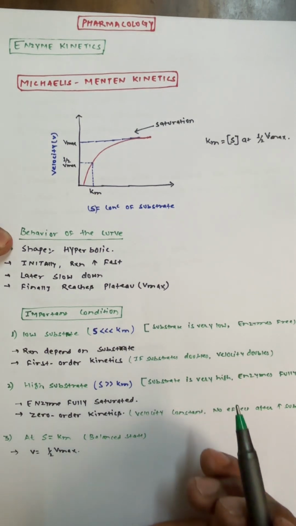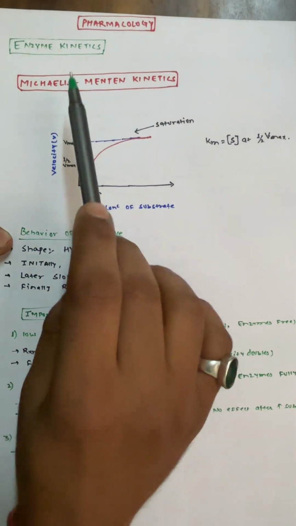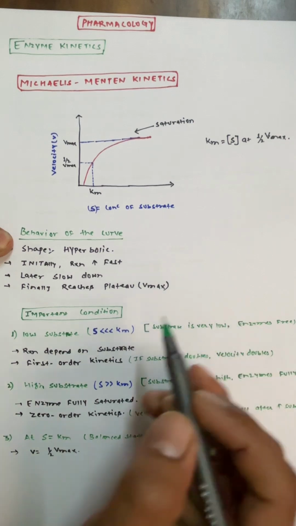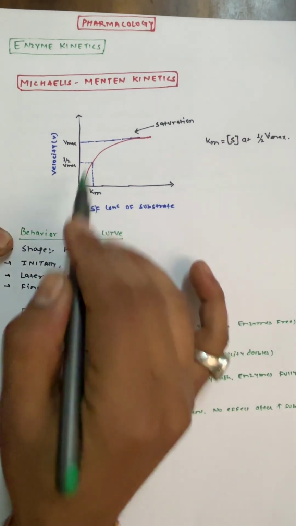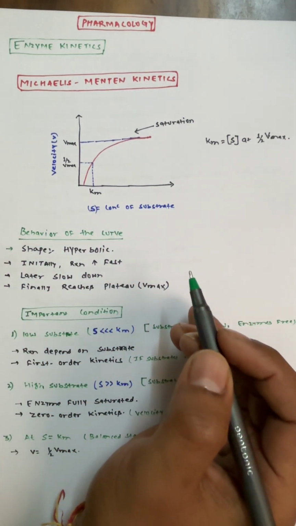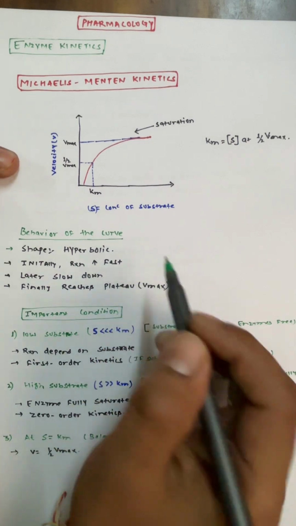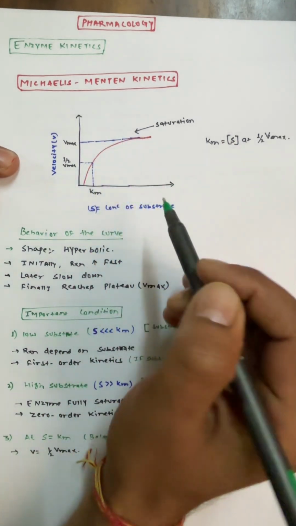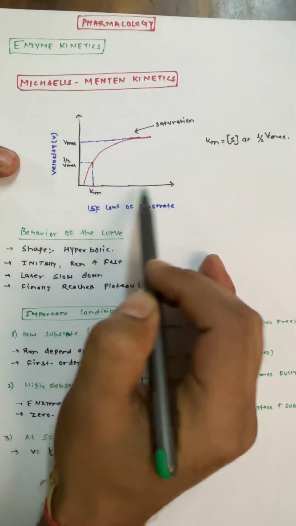So let's get started. Our topic today is Michaelis-Menten kinetics. First let's look at enzyme kinetics. We'll talk about Michaelis-Menten. We are looking at this hyperbolic curve. So this curve is hyperbolic. First I will try to explain this diagram.